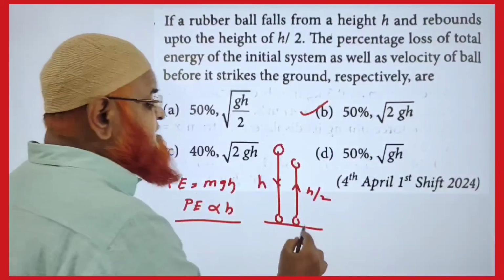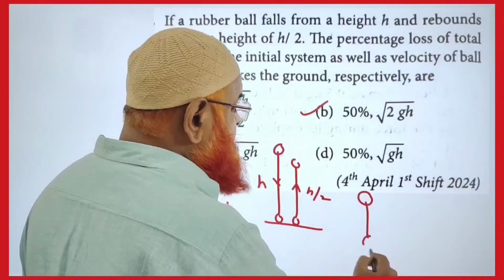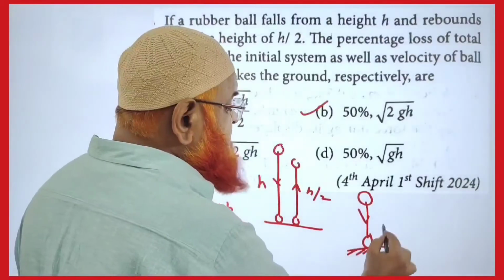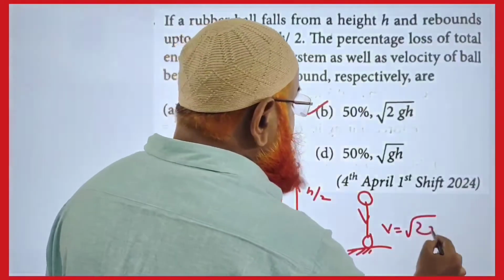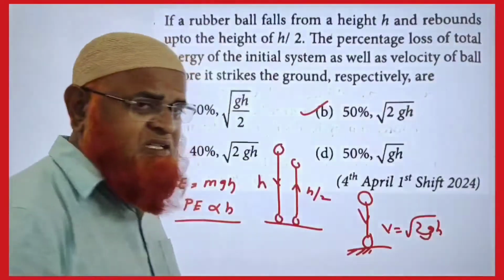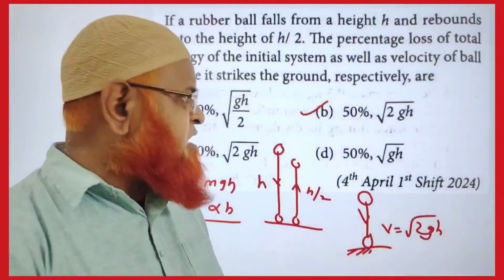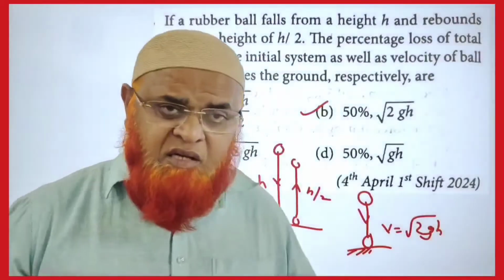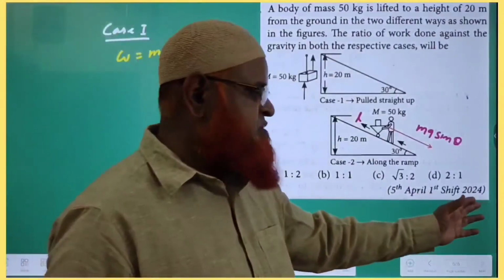And before striking the ground, when a ball falls and touches the ground, you all know the formula is root of 2gh, according to equations of motion in kinematics. So this is B option, correct answer. That's it. My dear students, this is the latest previous year question asked.